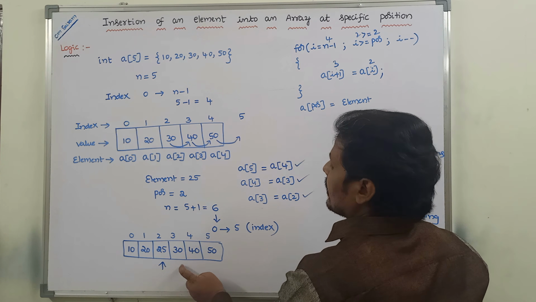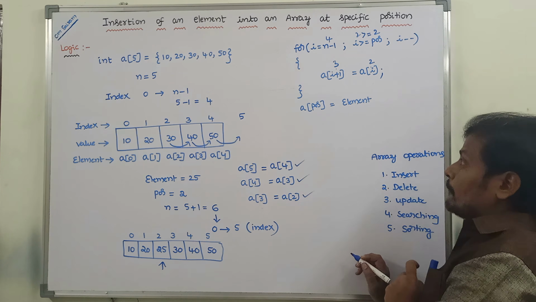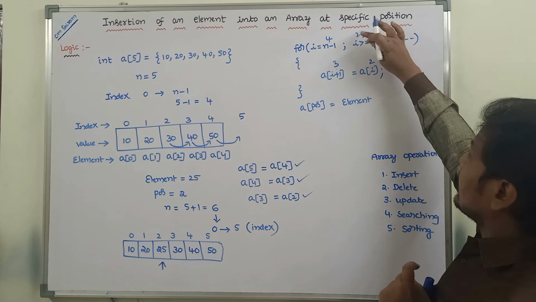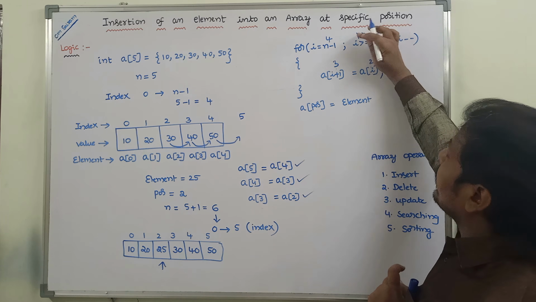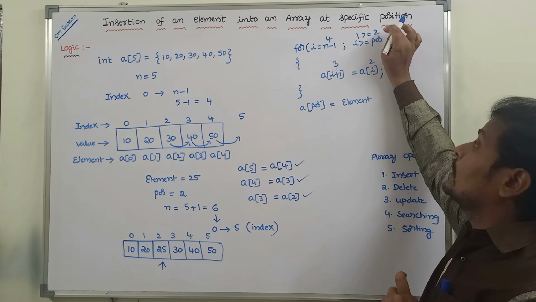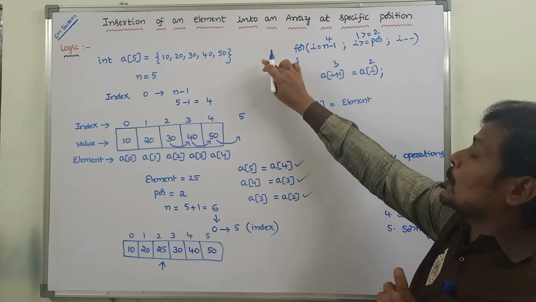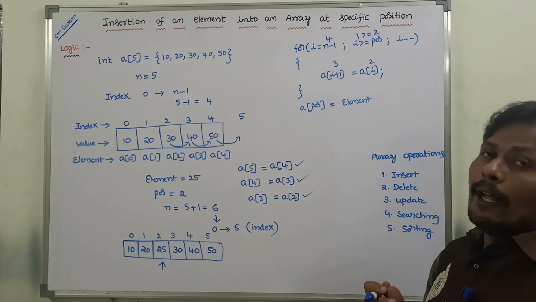A of 2 can be assigned to A of 3. After that, I value is decremented. Now I value is 1. 1 greater than or equal to 2, that is false. Then the control goes to the next statement after the for loop.